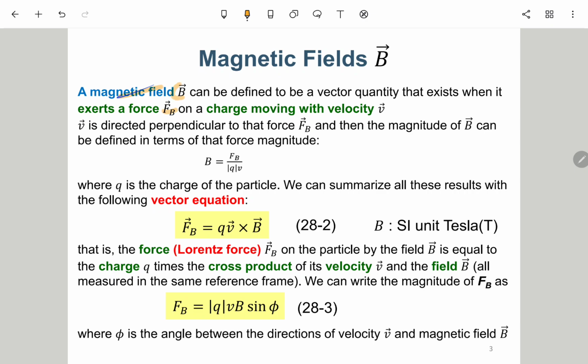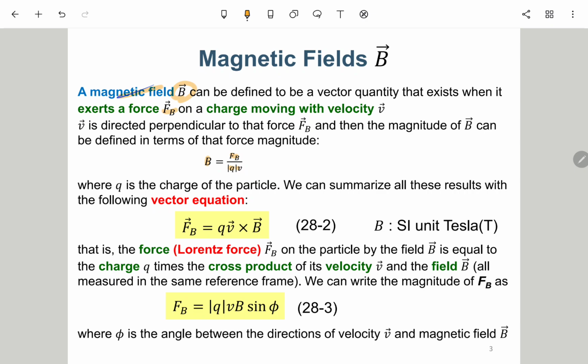Okay, how to generate this B field? Just pretend there is some structure that generates this B field, and based on this uniform B field, we have a moving charged particle moving in it, so there will be a force acting on it. So this force will be F_B over Q times B. Okay, so this is a scalar form.